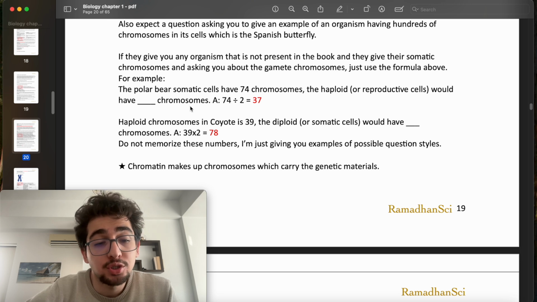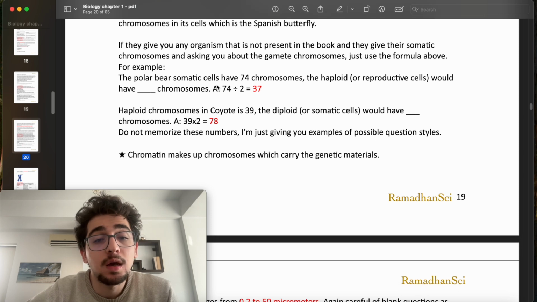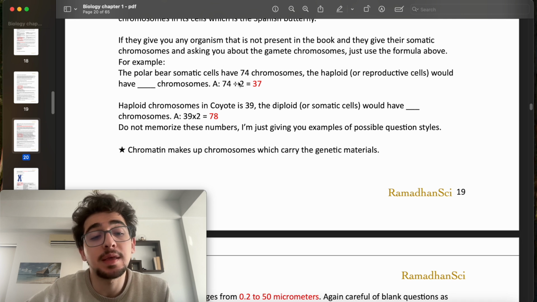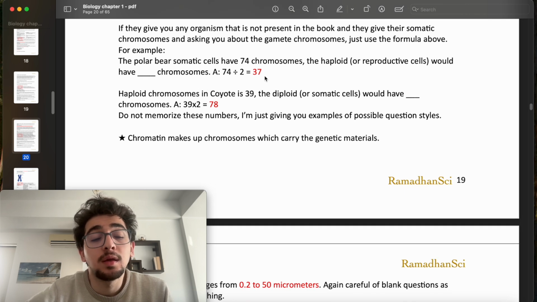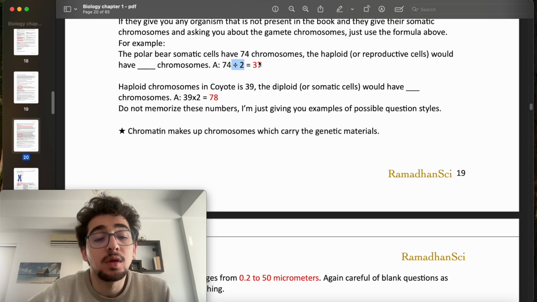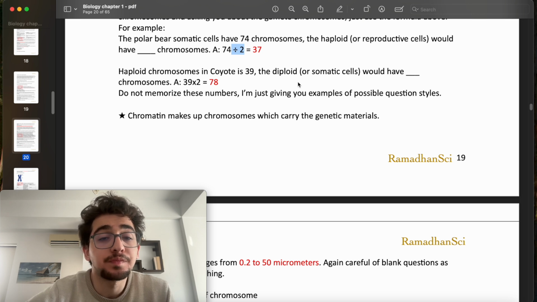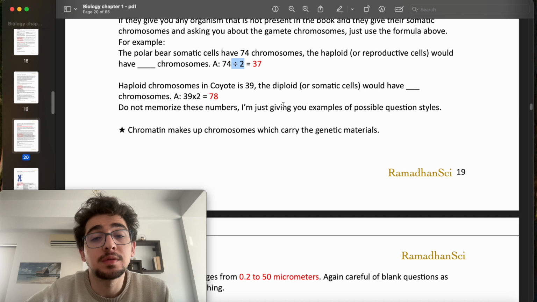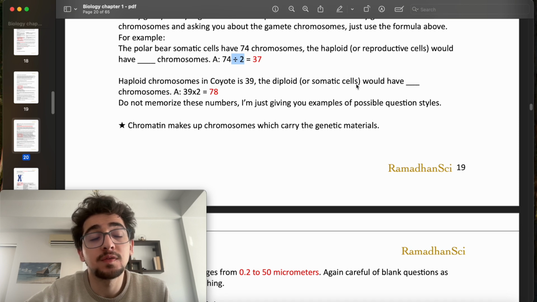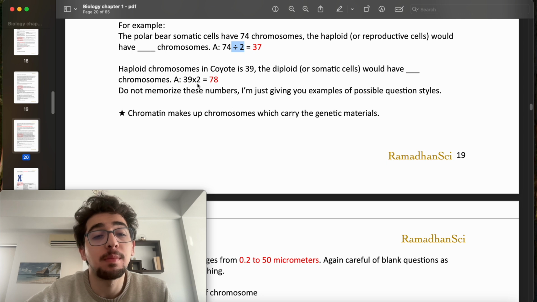We can also have creative questions like, they give you species of other animals that is not mentioned in the book, and they give you, let's say, the somatic chromosome number, and they will tell you to extract the chromosome number in the gametes. You will just divide it by 2. Or the opposite scenario, where they give you the number of chromosomes in the gametes of one species, and they will tell you to extract the number of somatic cell. You will just multiply it by 2.